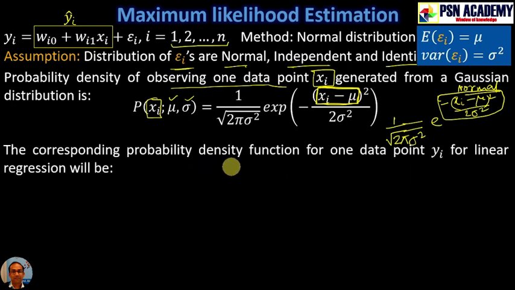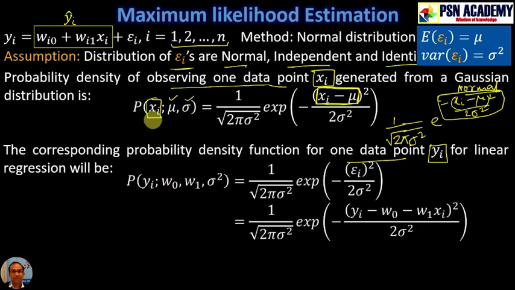The corresponding probability density function for one data point yi for linear regression will be like this, because we are interested in linear regression. So the corresponding data point probability density function for yi will be the simple: in place of xi, write yi, and in place of mu and sigma, we have w0, w1, and sigma square, right? Now this part is all right. This part is all right. Then exp, then this part you see, the power part.